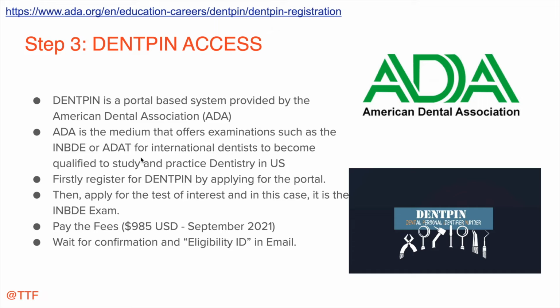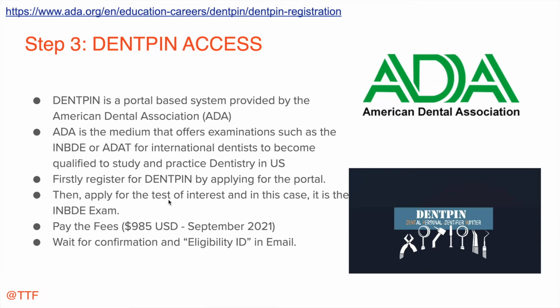This is very significant because it doesn't really directly give you the license to practice dentistry. It qualifies you to apply to your university, study the International Dental Advancement Program, and then practice dentistry in the US. So what do we do? We first click this link up here. Then we register for the Dent PIN. It is basically a dental personal identifier number. It's your ID number in the ADA's portal.